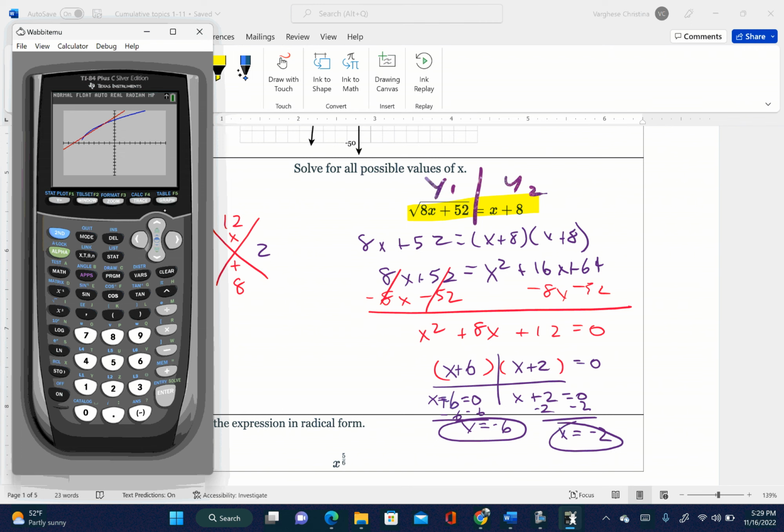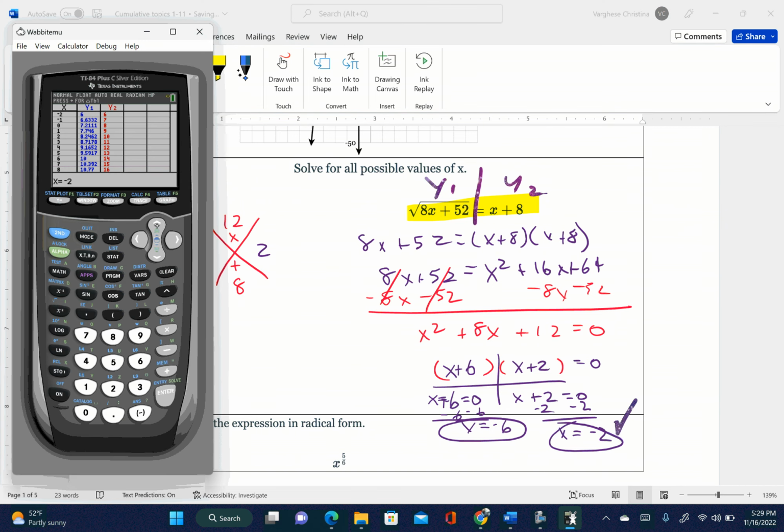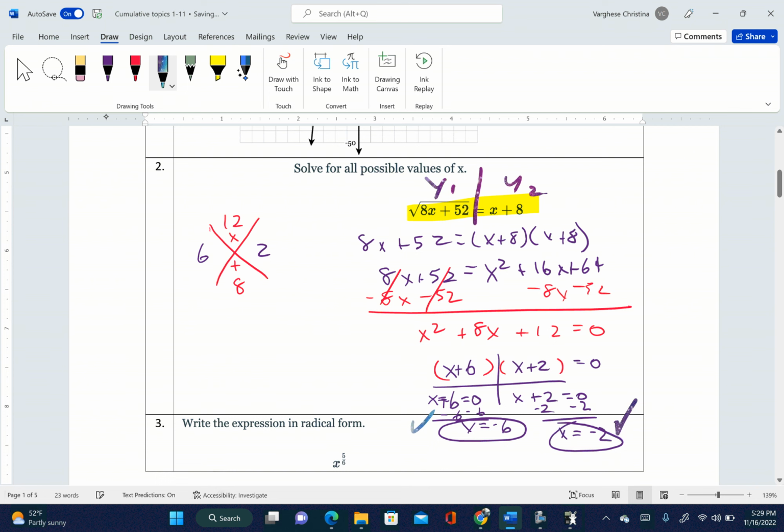So how do you check? Go to the table, so hit second graph, and we're checking -6 and -2. Look across from -2. Do you see 6 and 6? Those two numbers are the same. So that means that -2 works. I'm going to put a check. That works. I'm going to do the same thing with -6. Pause and do this yourself, please. Across from -6, we see 2 and 2. Boom. So -6 works as well. Both answers work for that one.